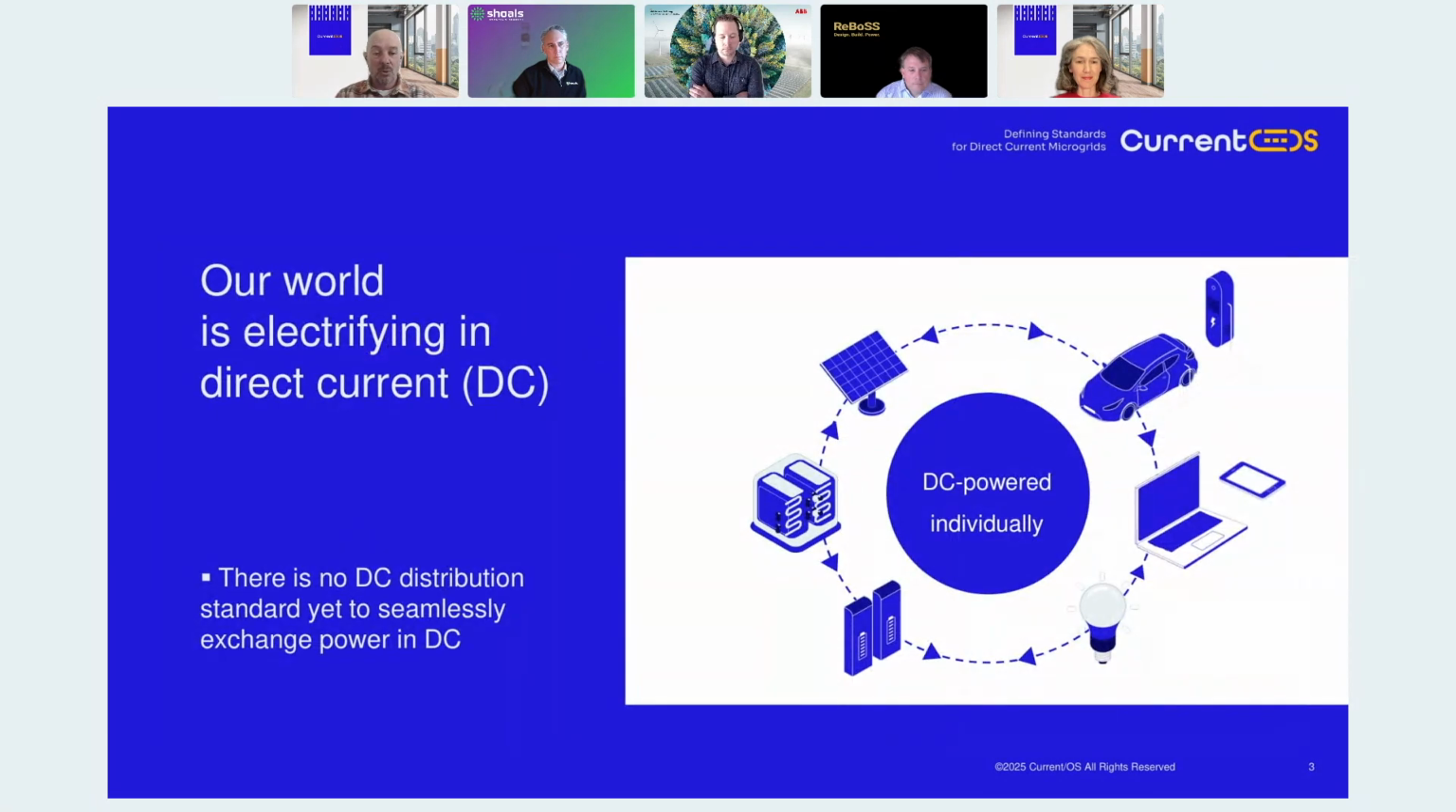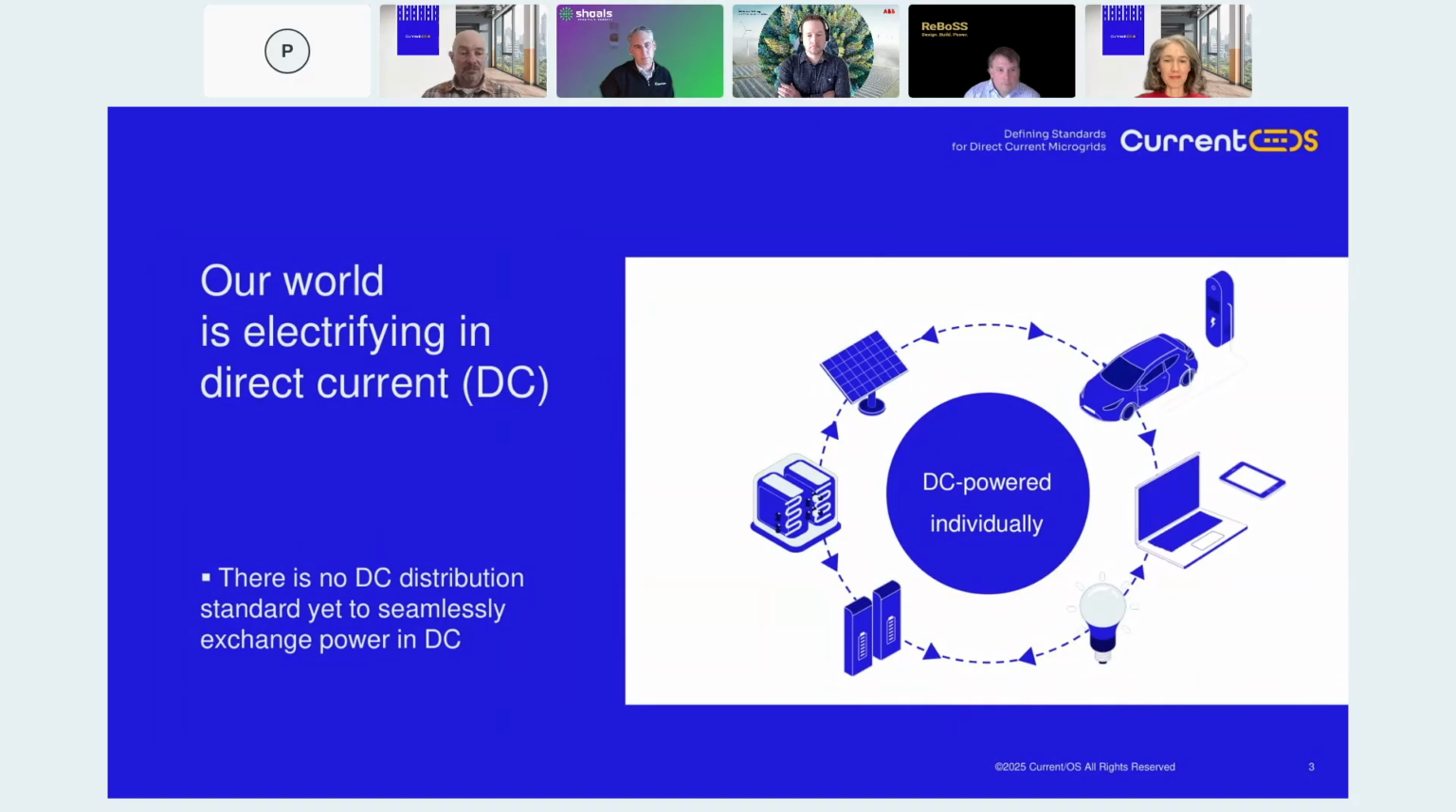So multiple veins, really just talk a little bit about our world from a current OS perspective. We're electrifying, and there isn't an easy button so much to speak of for direct current systems. So we're trying to work through all of that and create that easy button for y'all and to understand how that future built environment might look.